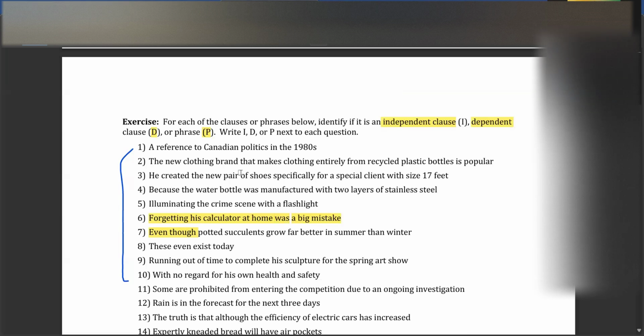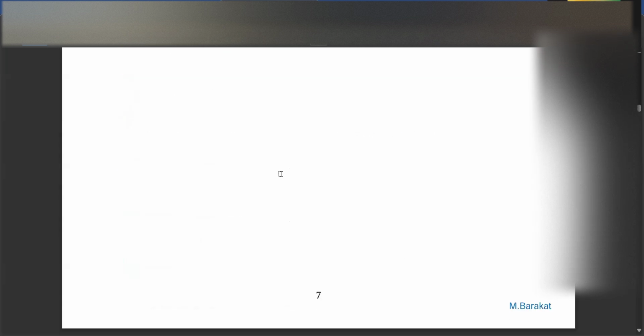Type 7, dependent. 8, independent. 9, it's a phrase. Excellent, good job. 10, it's a phrase. Super good, excellent.